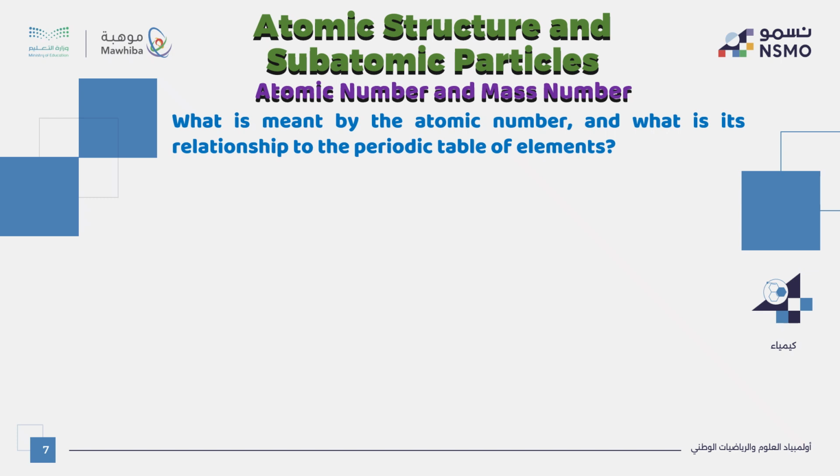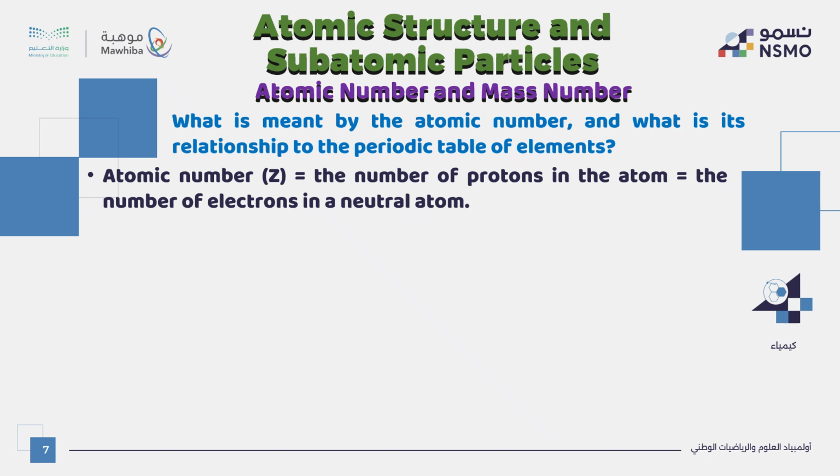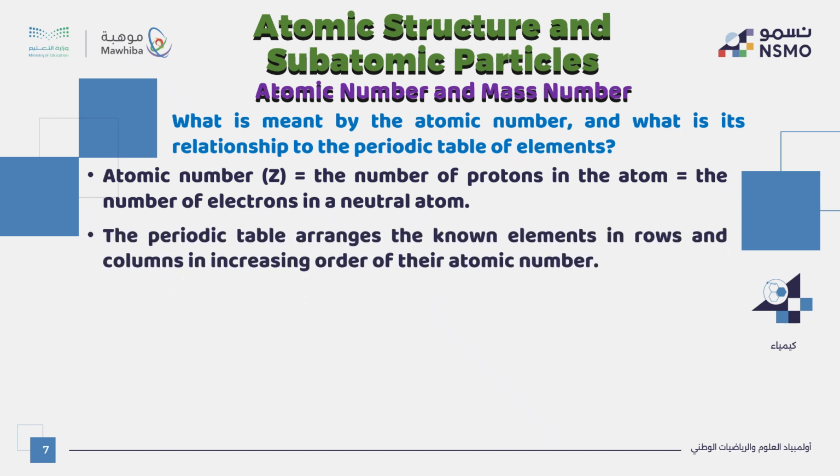In this section, we will learn about atomic number and mass number. What is meant by the atomic number, and what is its relation to the periodic table of elements? We'll start with the atomic number. The atomic number, symbol Z, is defined as the number of protons in the nucleus of an atom. In neutral atoms, the atomic number is also equal to the number of electrons, because the positive charge of the protons is balanced by the negative charge of electrons.